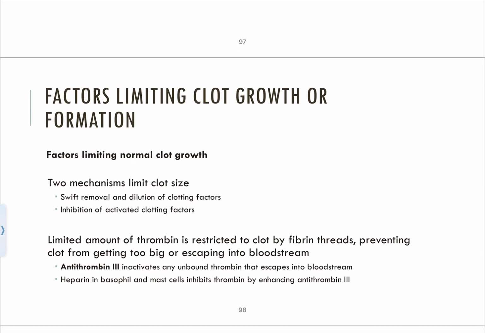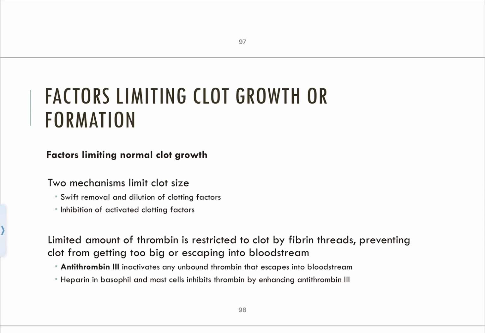So, factors limiting clot growth or formation. Once the clotting cascade has started, it's going to continue regardless until the clot forms. So there are 2 mechanisms that can prevent the clots from becoming too big. One is we remove the clotting factors really, really fast, or we inhibit the activated clotting factors that are already activated, because we don't want it to continue to grow larger than we need.